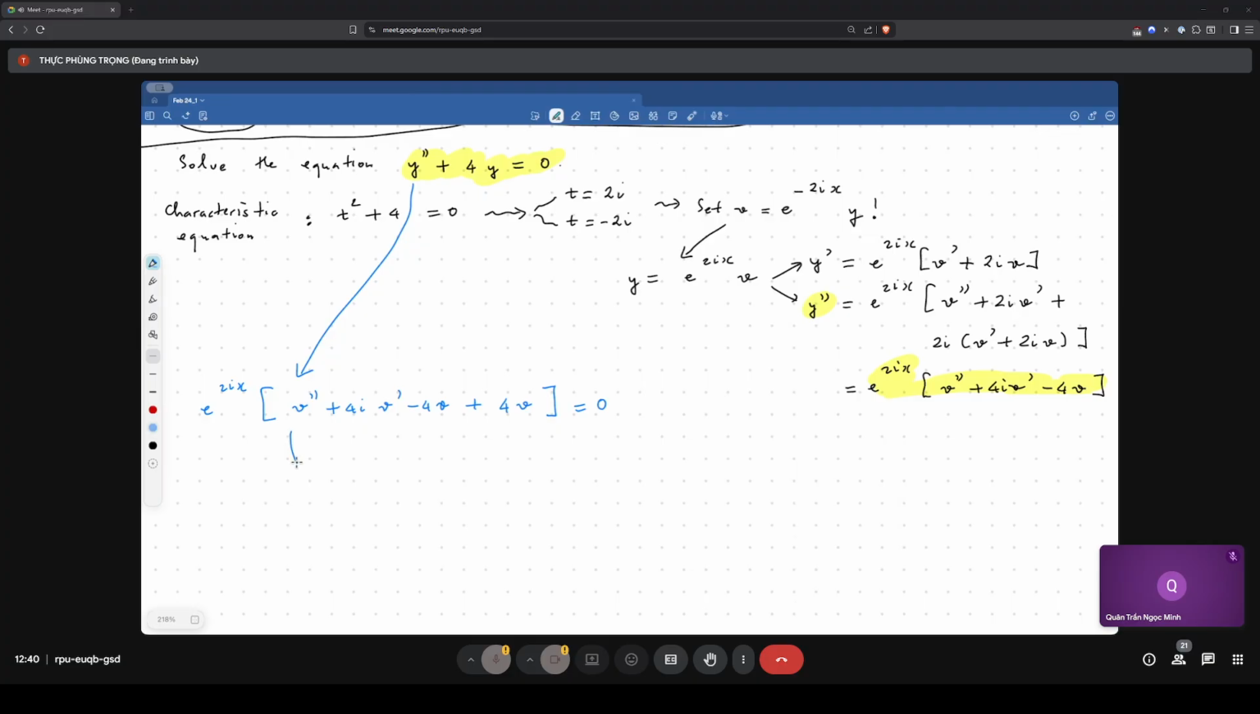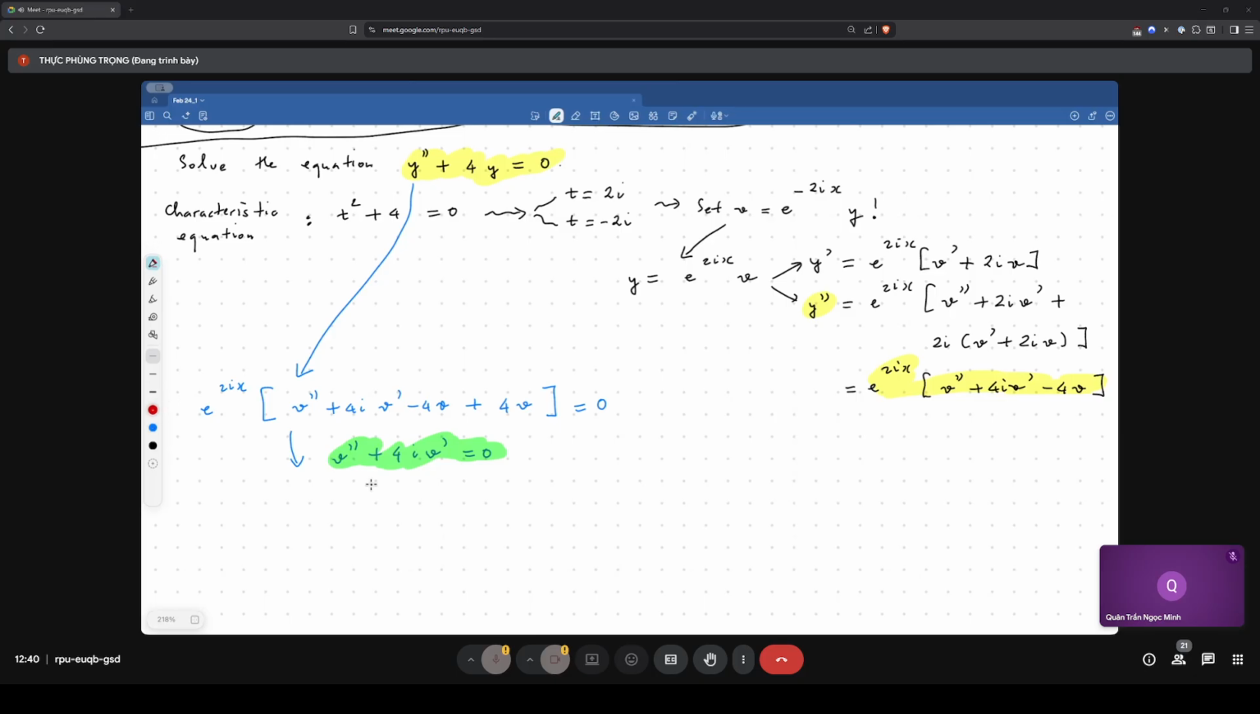From here, you get this one. And now this is exactly what we expected. We expect that after we set the new function v in the new form, we should have only the second and the first order, no zero order. And from here, you know how to find v, right? This is the objective, right?